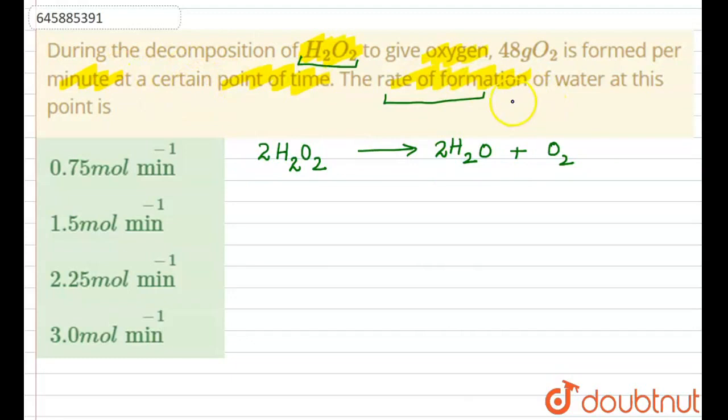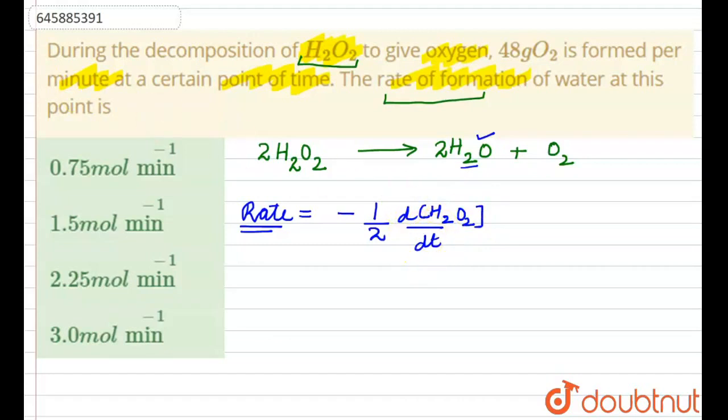Another thing, we have to find out the rate of formation of this water. In writing down the rate, we know that the rate is equal to the disappearance of starting material or the appearance of the product. So this rate is equal to minus 1 divided by 2, d of H2O2 with respect to time.